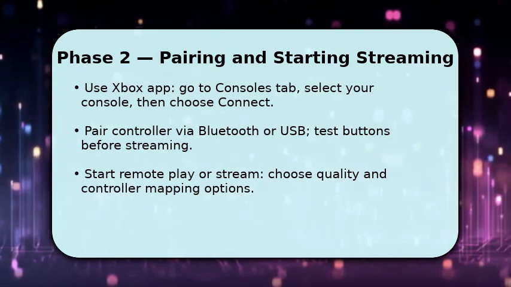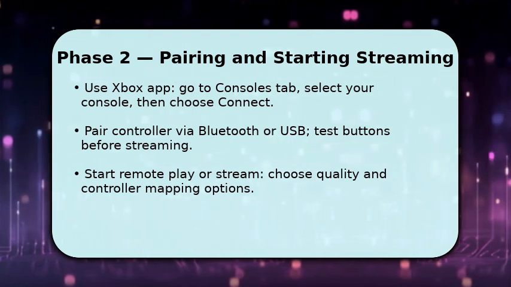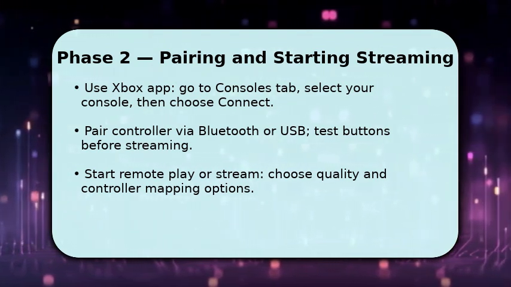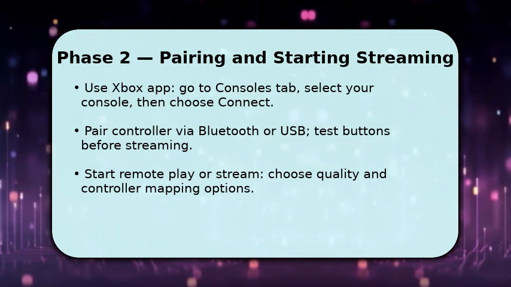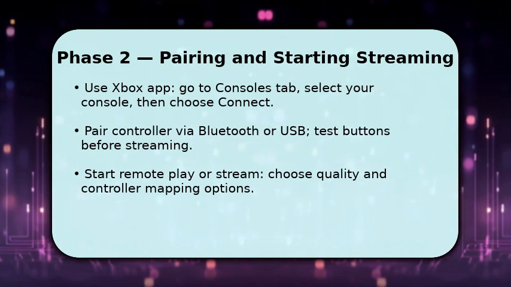Choose Remote Play or Stream, and pick a streaming quality that matches your upload speed. Lower quality reduces lag on constrained bandwidth. This step completes the core link, and you'll be ready to play with low latency and correct inputs.